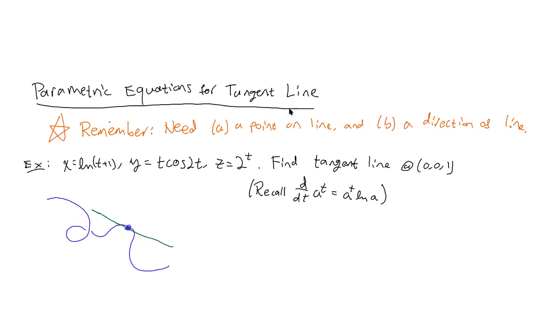And that tangent line, well, let's think about that. We need a point on the line. We have a point. That's the point that we've been given. And we need a direction. But as soon as you start thinking about this for a second, we realize that the direction that we care about is just the tangent vector at that point. In other words, the point is whatever the point that's given is.